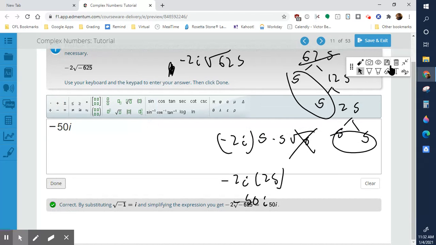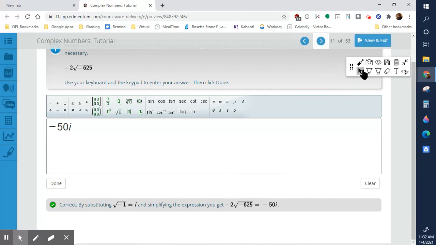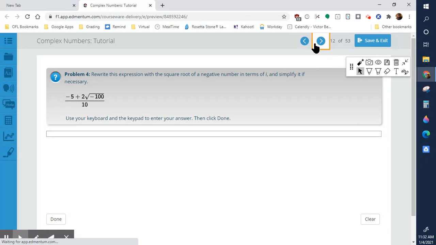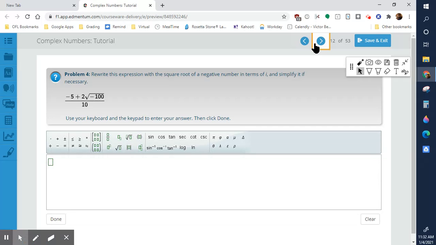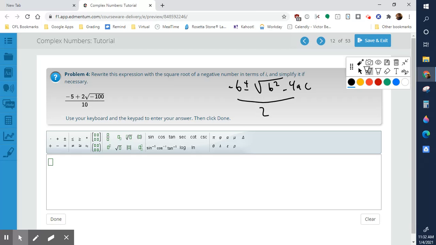All right, so this tutorial doesn't look that bad so far. It looks like it's just been a bunch of practice problems. So let's deal with something like this. This is a quadratic formula. In case you guys don't remember the quadratic formula, it's negative b plus or minus square root of b squared minus 4ac, all over 2a. It looks like they've already simplified this, and it brought out a 2. And they didn't simplify it all the way because of that negative 100.